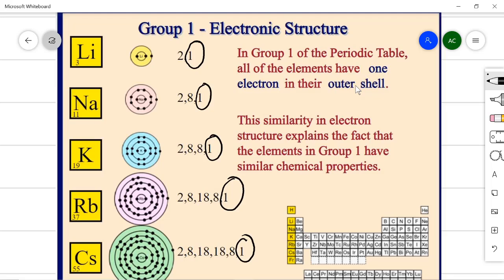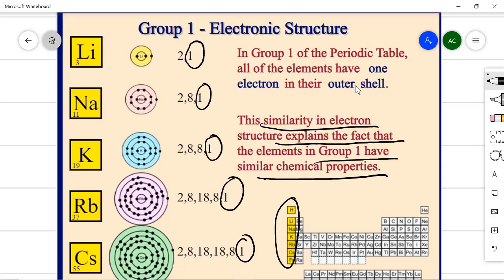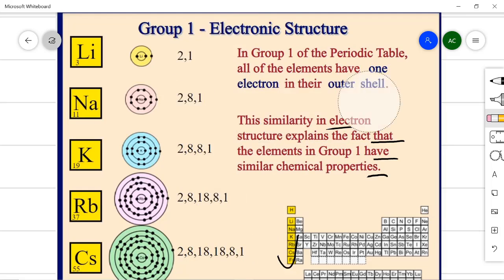So, with 1 electron in their outer shell, they show similarity because they have the same electronic configuration, and this similarity in electron structure explains why group 1 elements have the same chemical properties. This is group 1, which is situated here in the periodic table. Now, let us see the properties of group 1 elements.